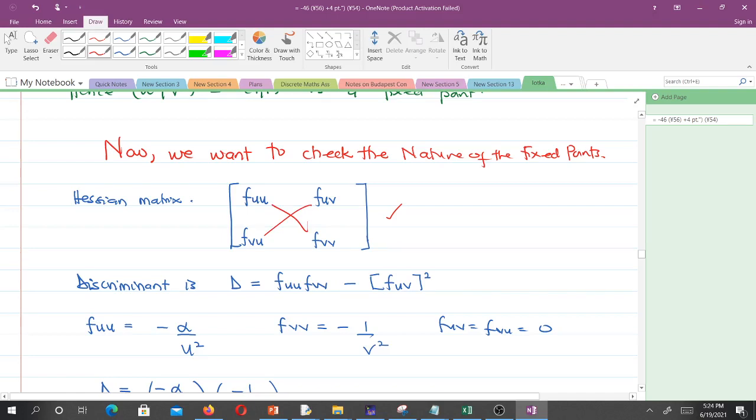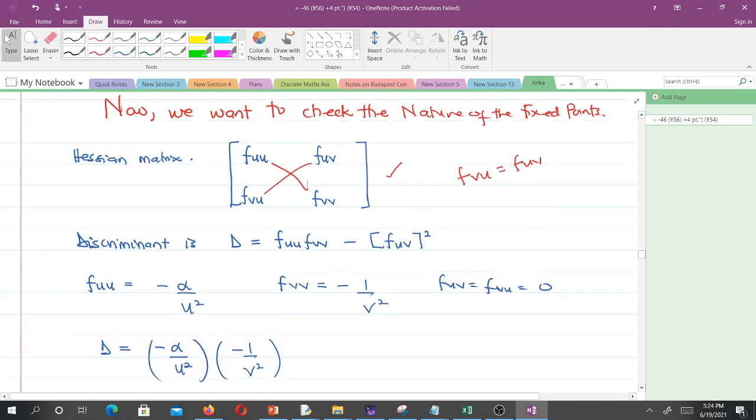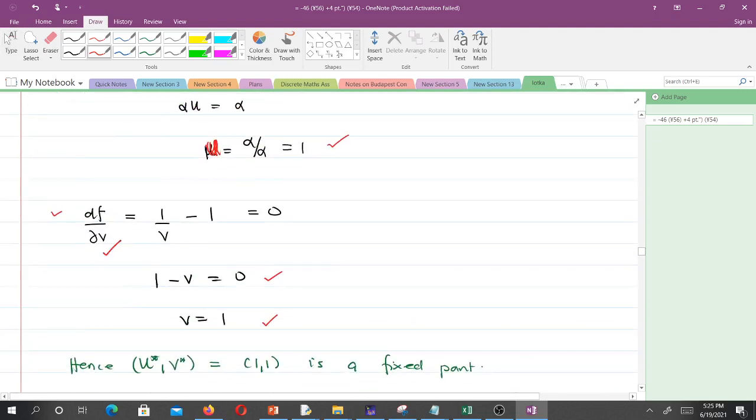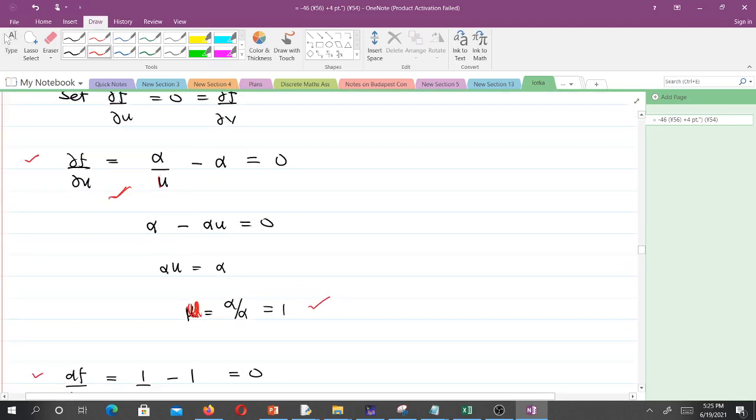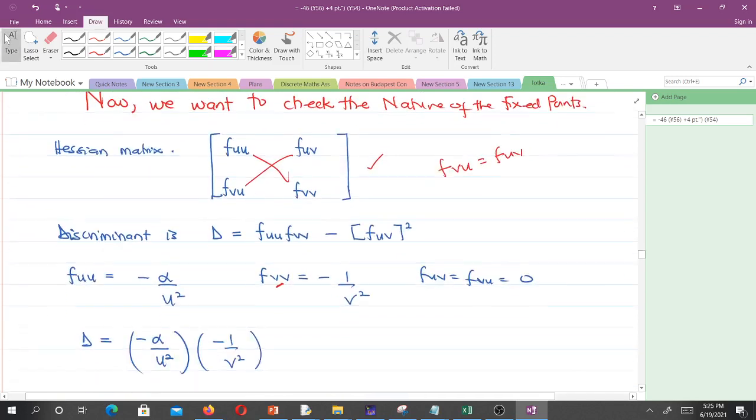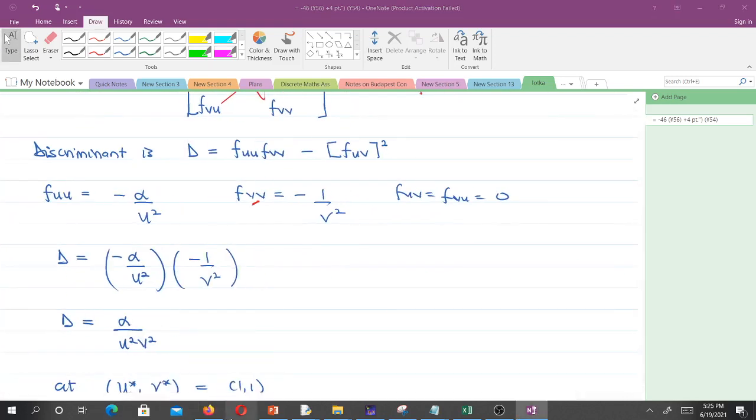Okay, but note that by the Clairaut rule, this is the same as this, right? So that's the reason you can see f of uv squared here. When we find the second derivative of our function f partially with respect to u and u itself again, we are going to get minus alpha over u squared, and with this one we are going to get minus 1 over v squared. So we take this and differentiate it again partially with respect to v, and we take this and differentiate it again partially with respect to u. So they are going to give us what we can see here.